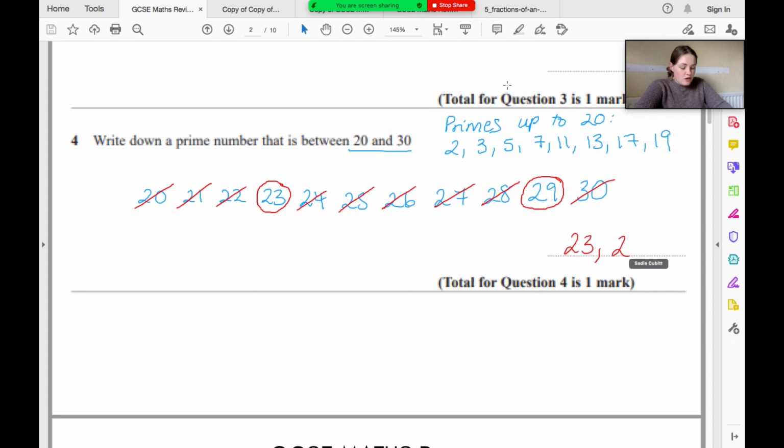Now, everybody seems to write down both numbers when they do this question, but it does say you only have to write down one prime number, so it's up to you. Just write down one of them.